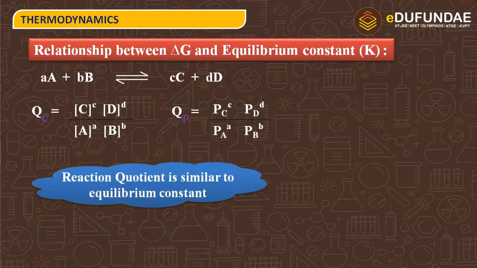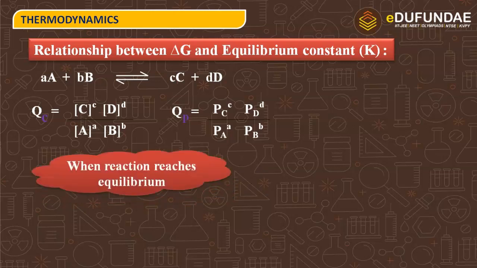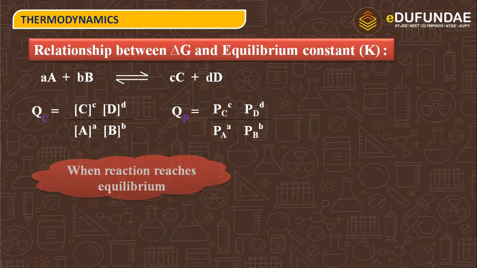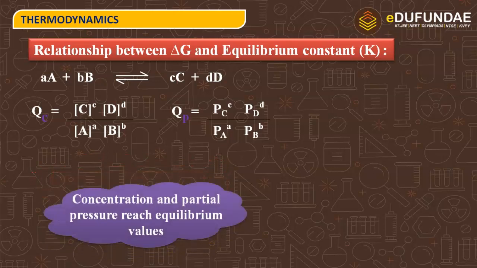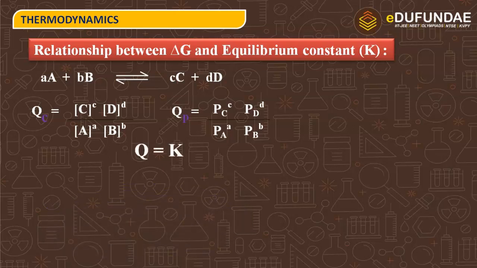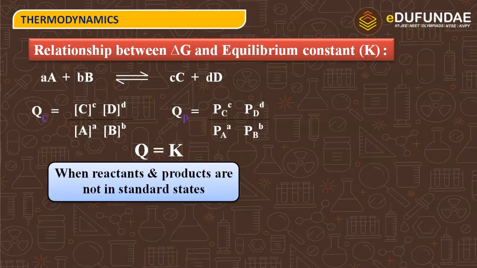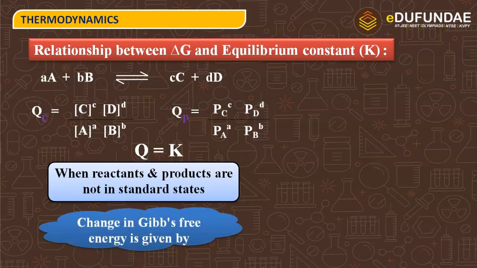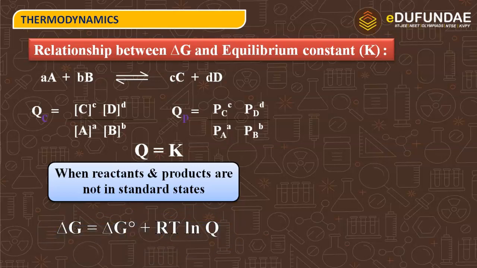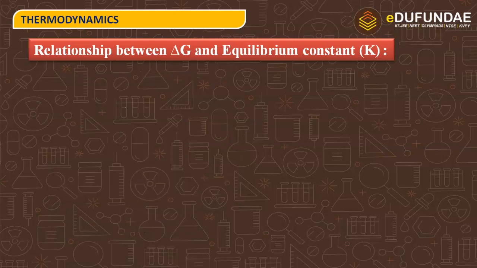The reaction quotient is similar to the equilibrium constant when the reaction reaches equilibrium. So what happens at equilibrium? The concentration and partial pressure reach equilibrium values, so we can write that Q is equal to K. Now consider when reactants and products are not in standard state. Then the change in Gibbs free energy is given by delta G is equal to delta G naught plus RT ln Q.